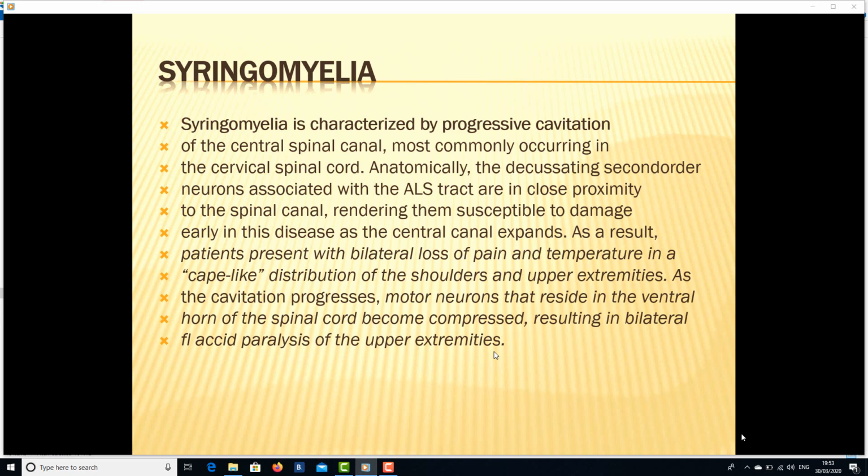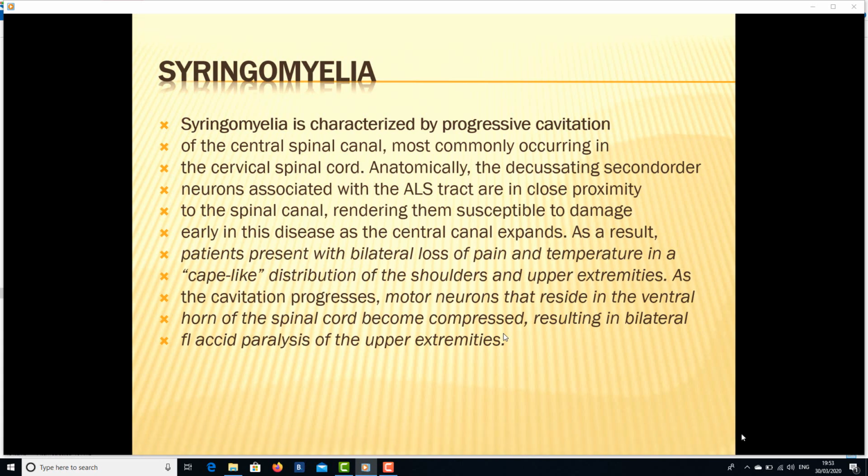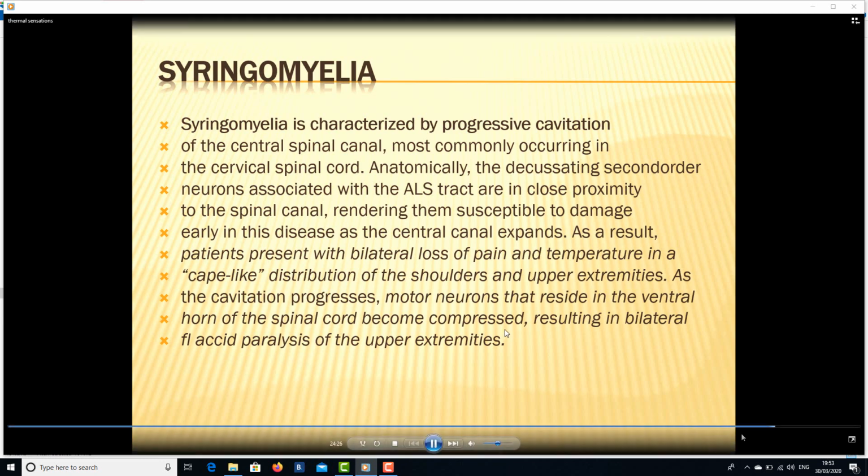As the cavitation progresses, the motor neurons that reside in the ventral horn of the spinal cord become compressed, resulting in bilateral flaccid paralysis of the upper extremities as well. So what is important over here is that fine touch is not lost. Why? Because it is being carried by the fasciculi gracilis and cuneatus, which are not damaged, since they travel in the dorsal column and not near the central canal. So it is quite important.